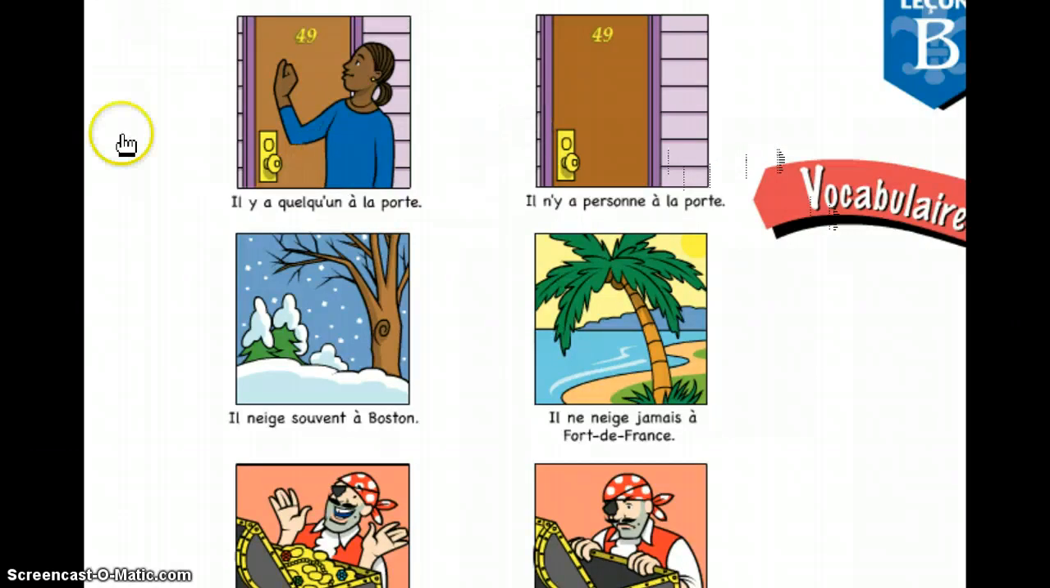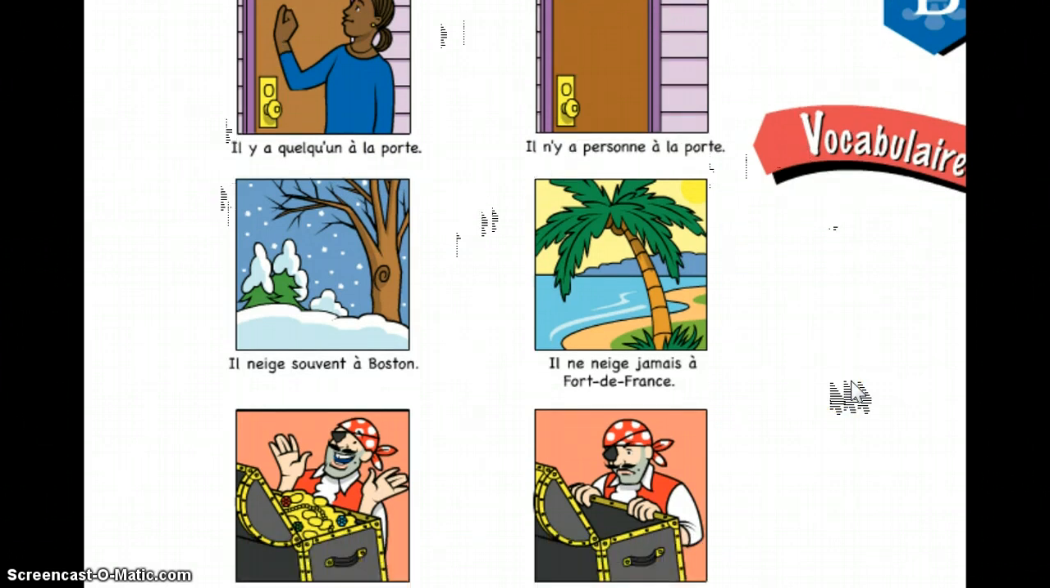Vocabulaire. Écoutez et répétez. Il y a quelqu'un à la porte. There's someone at the door. Il n'y a personne à la porte. There's no one at the door. Il neige souvent à Boston. Il ne neige jamais à Fort-de-France. It snows often in Boston. It never snows in Fort-de-France.